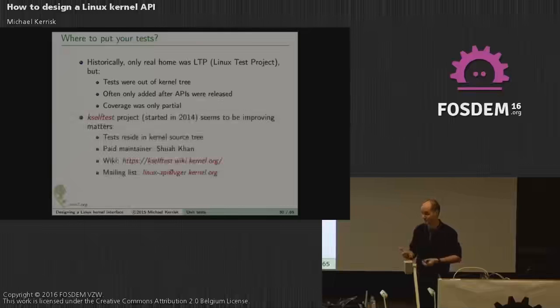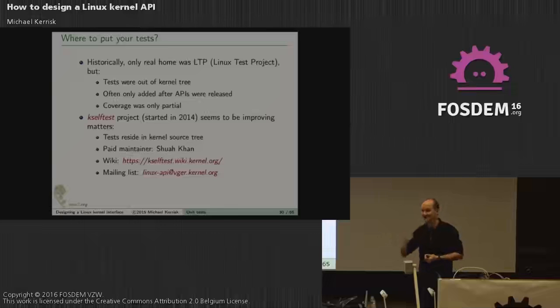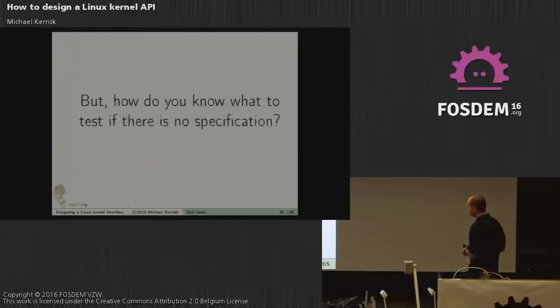So LTP could sometimes be used for finding regressions, but it was seldom good for finding bugs in kernel APIs before they were released. Things have got a little bit better in recent times because, starting in 2014, there's now something called kselftest, which is in-kernel unit tests, and some people actually write some. There is even a mailing list and a wiki page. Most importantly, there is actually a warm body, a paid human being that looks after this, which makes a huge difference.